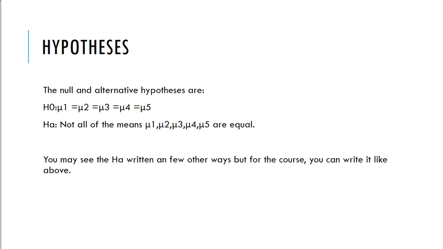So again, let's talk about the hypothesis one more time. For the null hypothesis, you might see it as mean 1 equals mean 2 equals mean 3 equals mean 4 equals mean 5. Your alternative could be that not all the means are equal. There are other ways to do that, but the book is pretty specific about what it wants. So basically what you're looking for in the null hypothesis is that they all equal. The alternative just means that not all the means are equal.